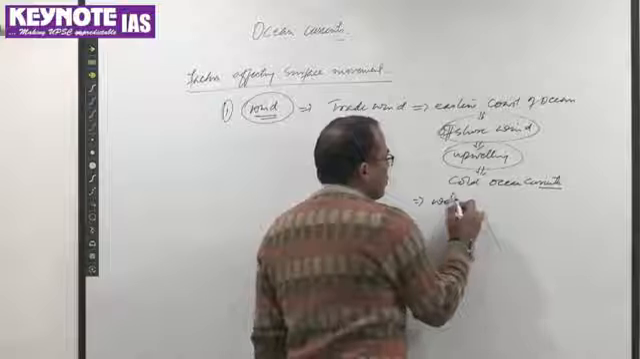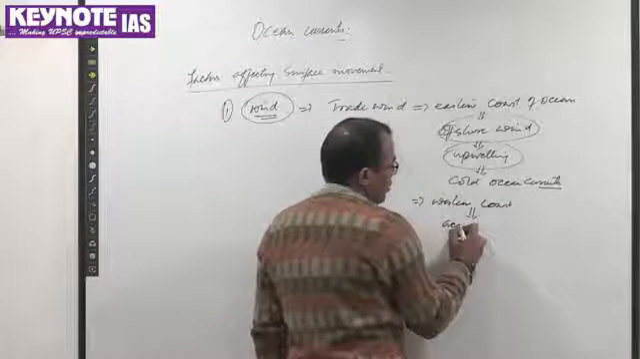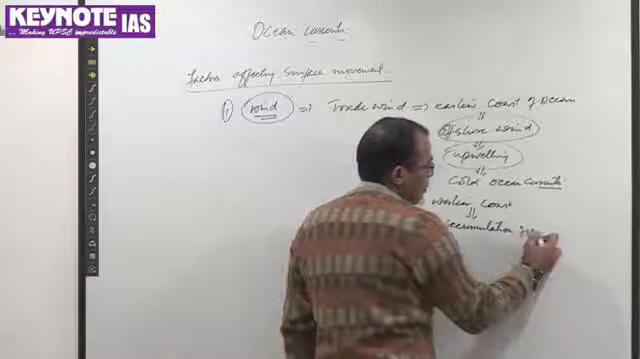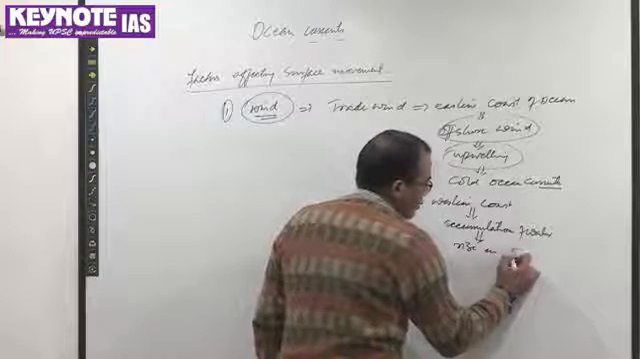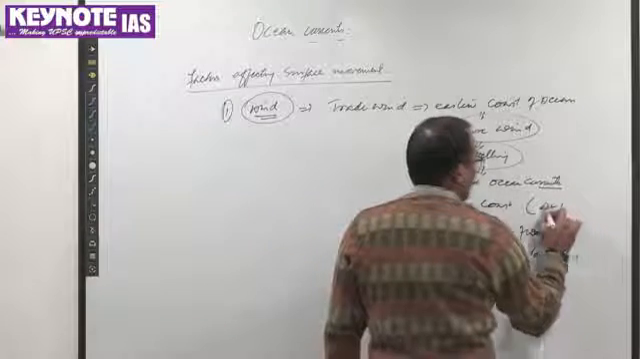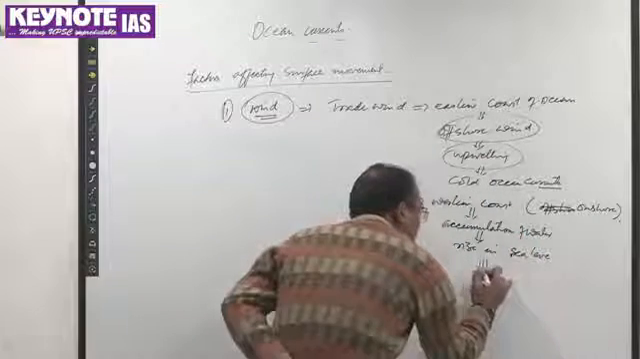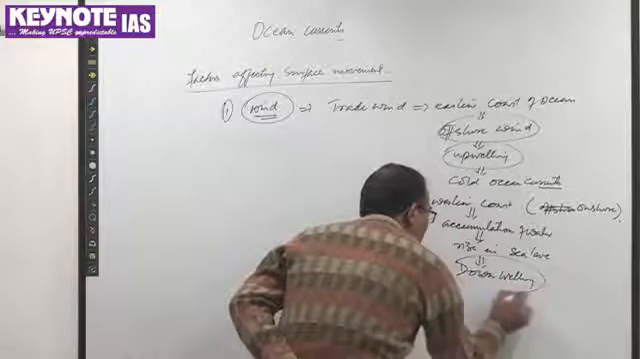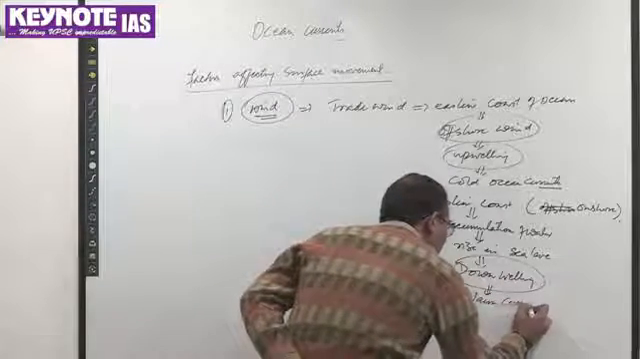The western coast of the ocean, accumulation of water, rise in sea level. Here you write offshore also, onshore, rise in sea level, downwelling, associated with warm currents.